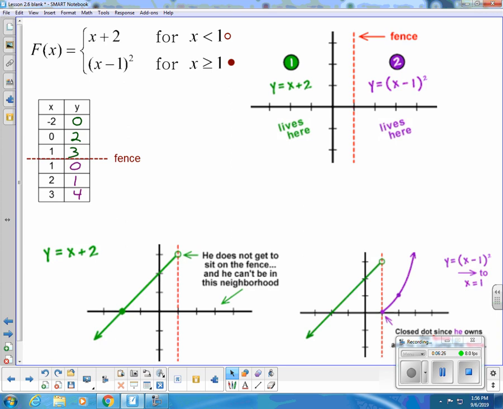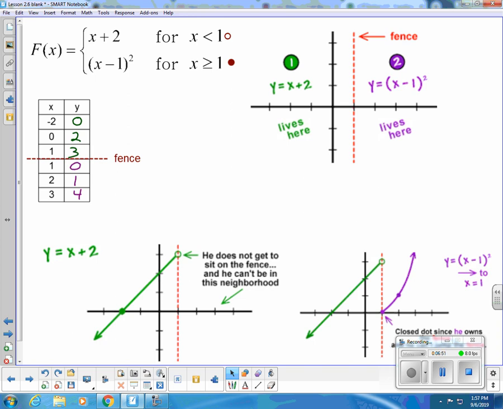Closed circle. So open circle for the guy who doesn't own the fence. Closed circle for the guy who does. And sometimes, if they're good friends, the filled circle and the open circle will be together. Okay? Technically still not sharing the fence, but they're buddies. All right? Does that make sense? You're going to graph each function separately within its own little domain.